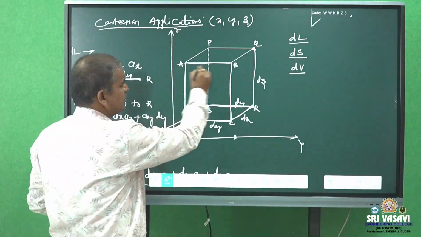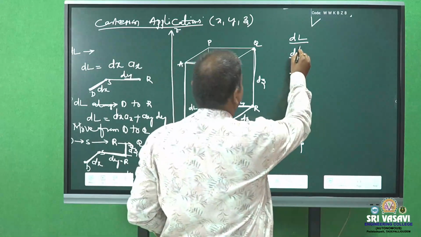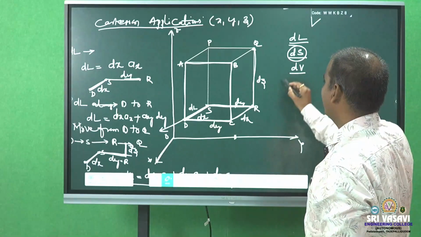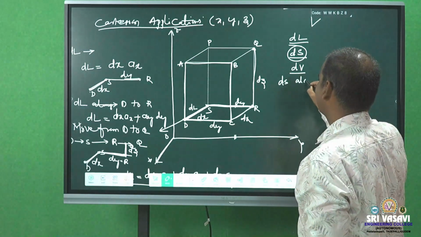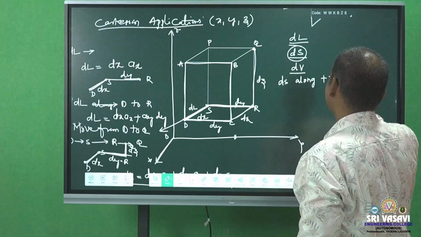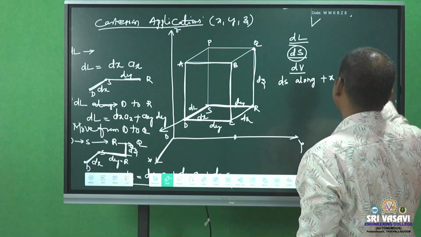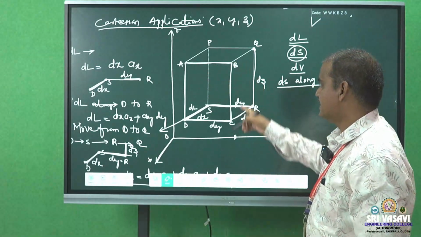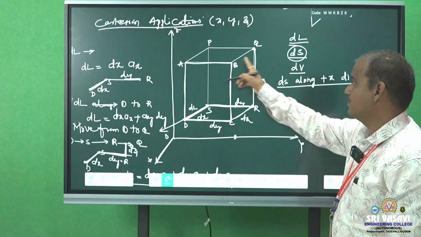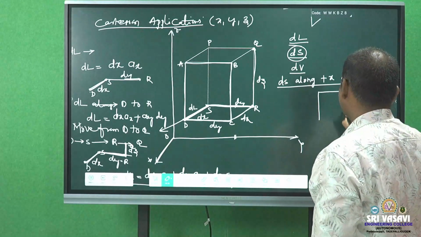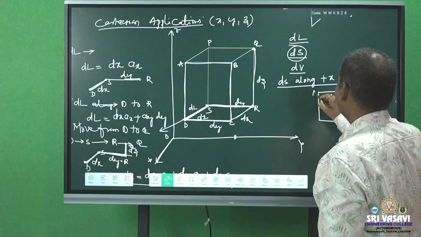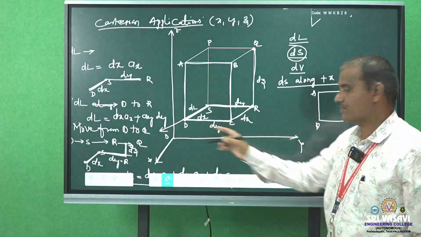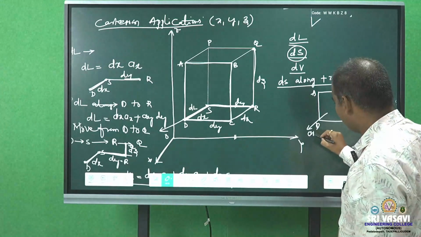This is the box you may consider. Differential surface is one more application we discussed in Cartesian. Differential surface along the x direction I'm going to discuss: ds along positive x direction. Look at A, B, C, D. Surface is nothing but an area, length into breadth, and I have written those points as A, B, C, D. This big box comes under the positive x direction. Therefore, it is called AX because it is positive x.